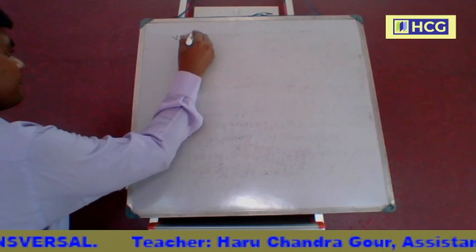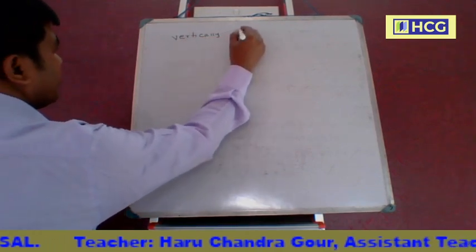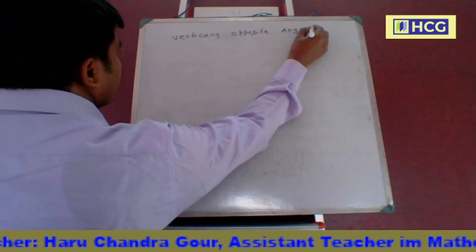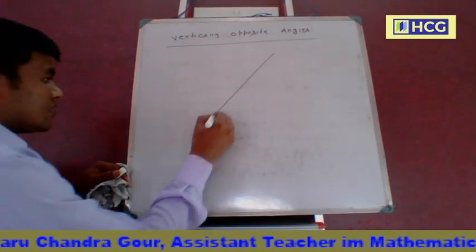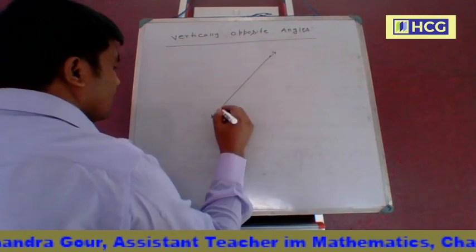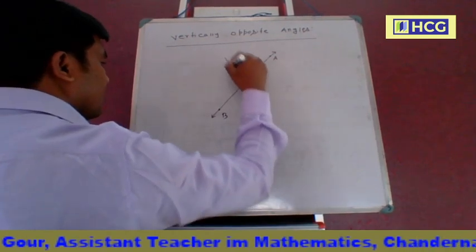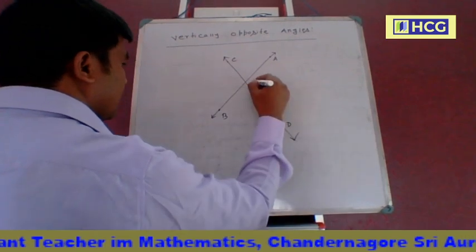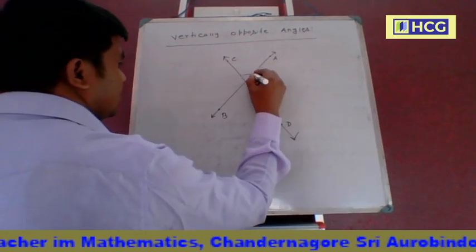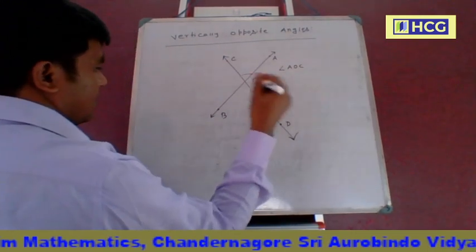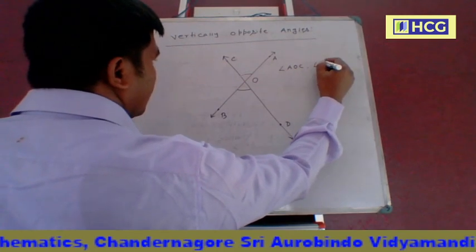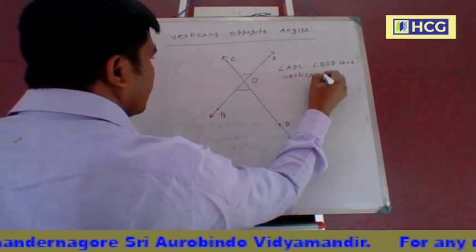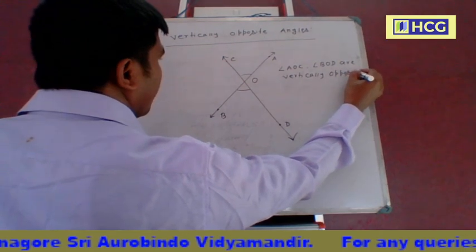Vertically opposite angles. Two straight lines, straight line AB and another straight line CD intersect at O. Here angle AOC and angle BOD are vertically opposite angles.